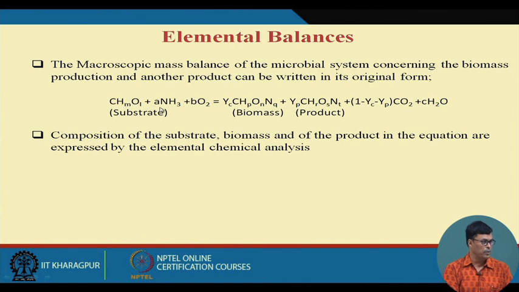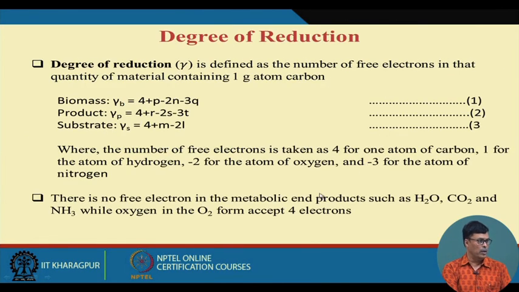As you know, for the formation of cell mass we require a nitrogen source, and most biochemical processes are aerobic in nature, so we require oxygen. It gives the biomass, then the product, and due to respiration and other reactions it produces carbon dioxide and water. The composition of substrate, biomass and product in the equation are expressed by elemental chemical analysis. Now we come across one new term called degree of reduction.